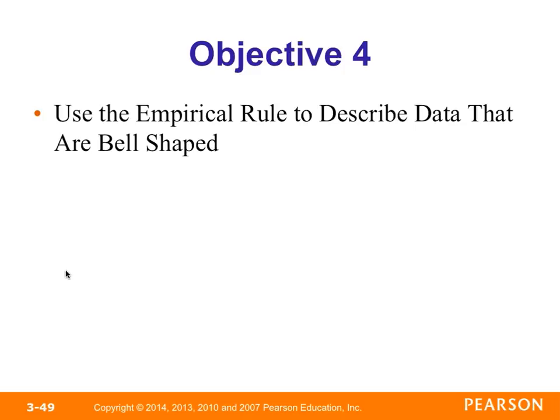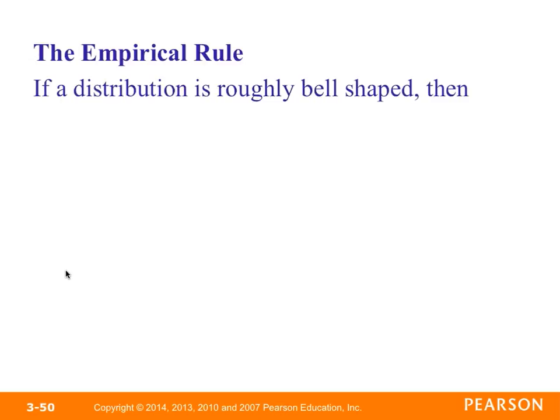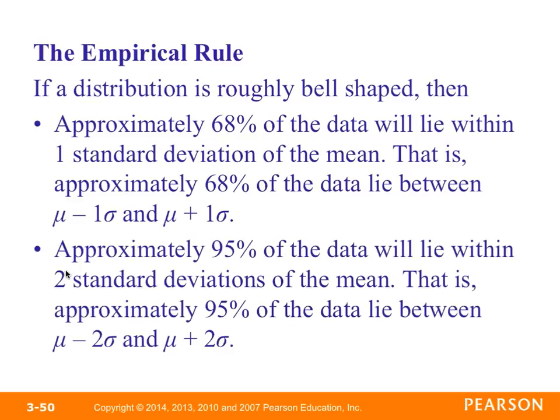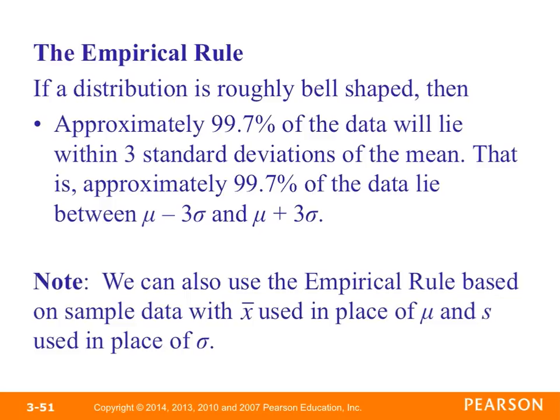Okay, objective 4 in this section is to be able to use the empirical rule to describe data that's bell-shaped. So the empirical rule you may have also heard of as the 68, 95, 99.7 rule. And those are three important numbers that you do need to know. So if a distribution is roughly bell-shaped, then what we know is that approximately 68% of the data is going to lie within one standard deviation of our mean. Now, approximately 95% of our data is going to lie within two standard deviations, and then approximately 99.7%, or pretty much all of our data, is going to lie within three standard deviations of the mean.